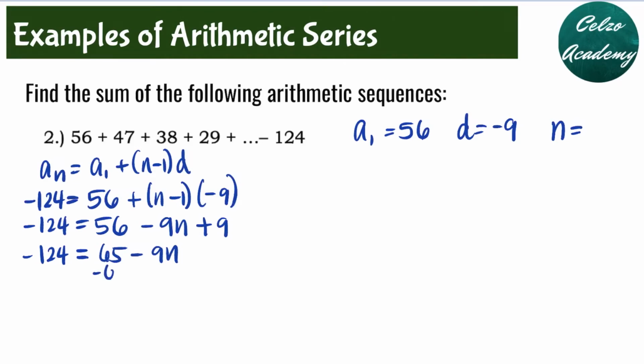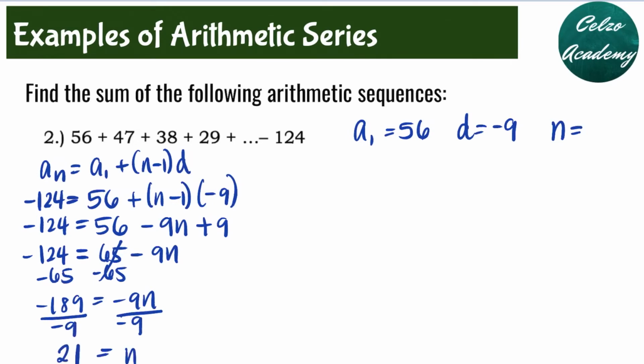Solving for n, we subtract 65 from both sides. Negative 124 minus 65 is negative 189. 65 and negative 65 is 0. We have negative 9n. Now we will divide both sides by negative 9. So n is equal to 21. That means there are 21 terms in this arithmetic series.